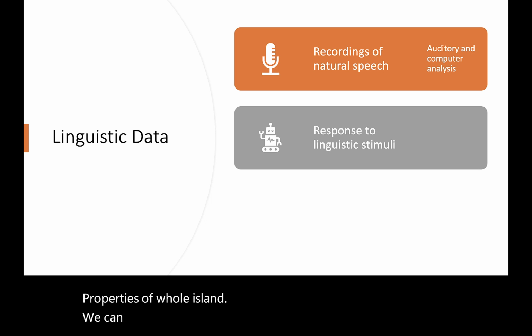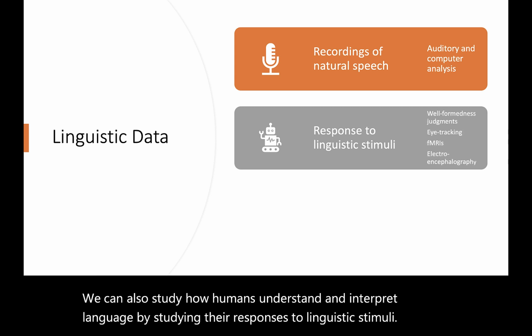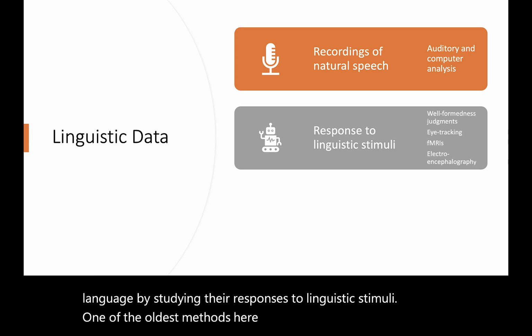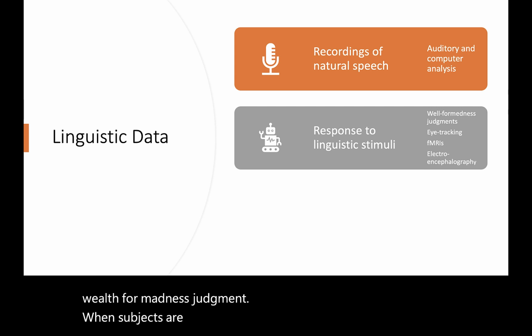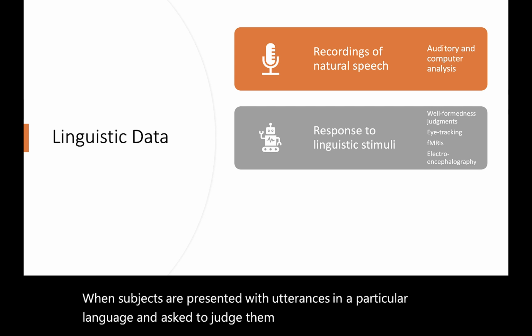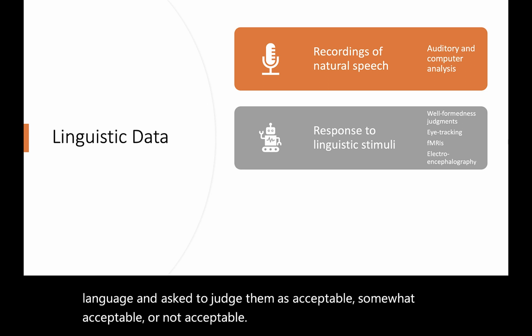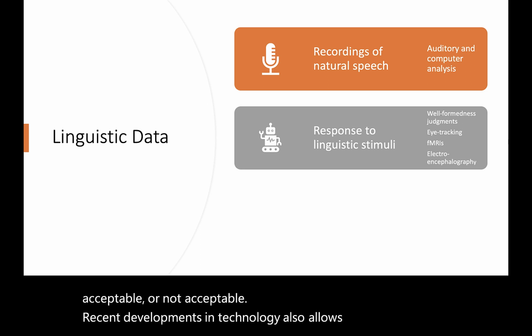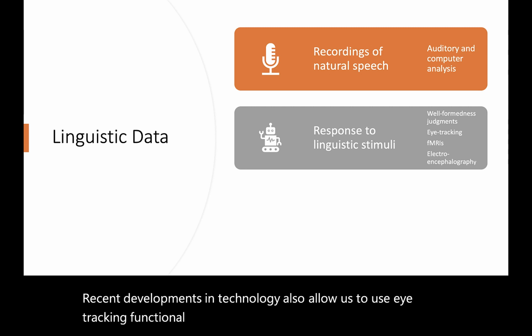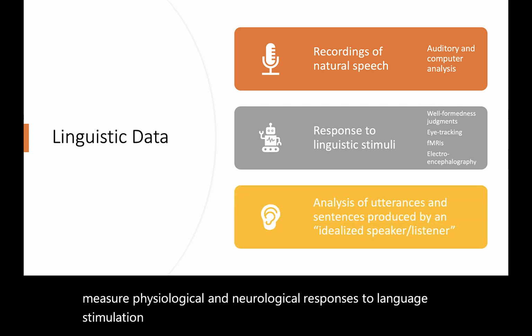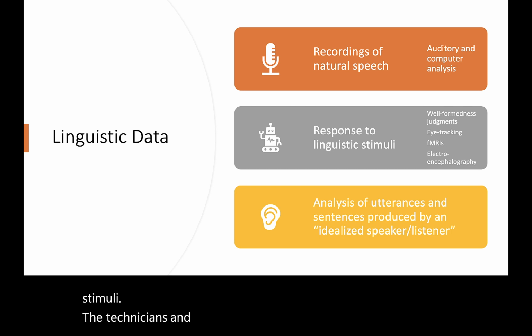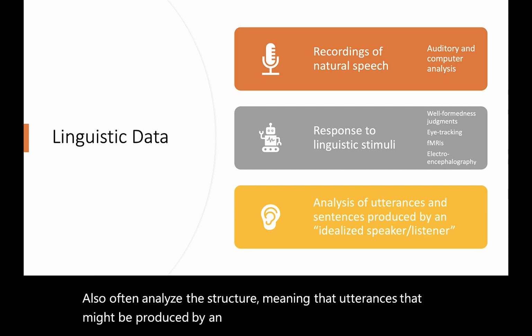We can also study how humans understand and interpret language by studying their responses to linguistic stimuli. One of the oldest methods here is to use grammaticality or well-formedness judgments, where subjects are presented with utterances in a particular language and asked to judge them as acceptable, somewhat acceptable, or not acceptable. Recent developments in technology also allow us to use eye tracking, functional MRIs, and electroencephalography to measure physiological and neurological responses to language stimuli. Syntacticians and semanticists also often analyze the structure and meaning of utterances that might be produced by an idealized speaker or listener of the language.